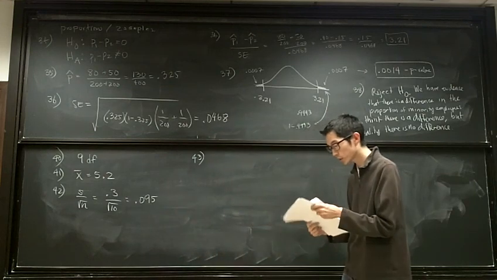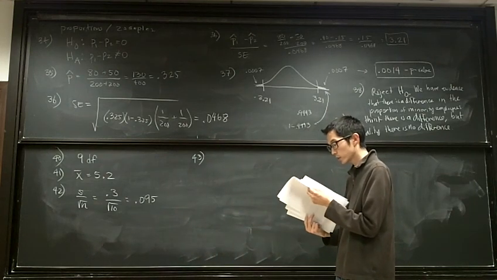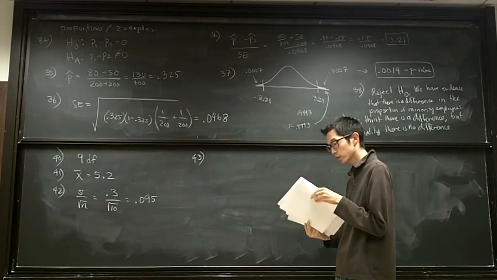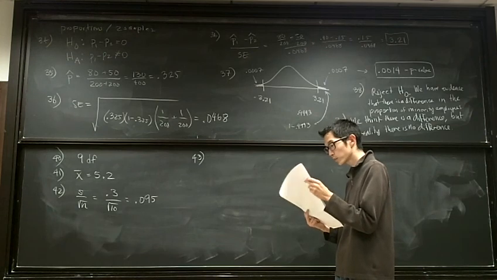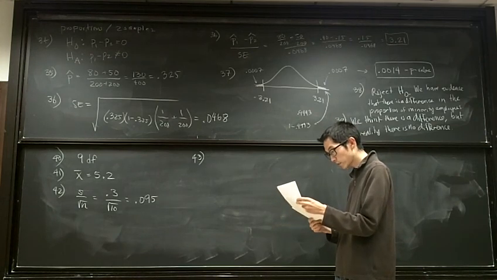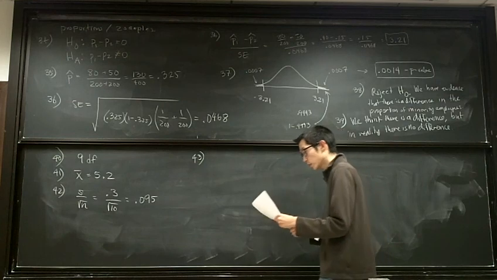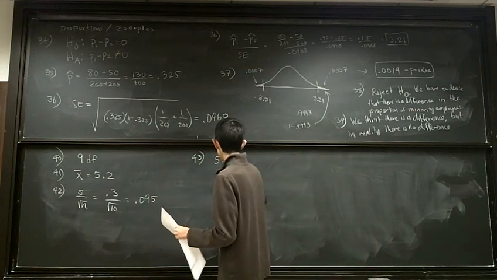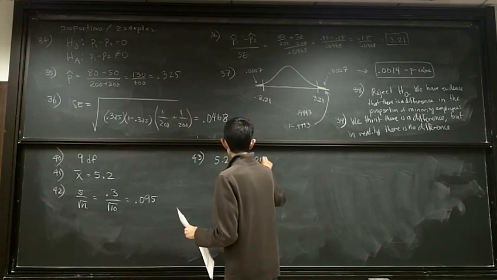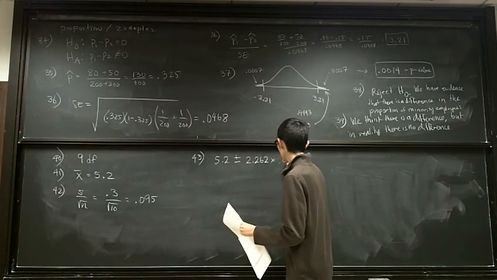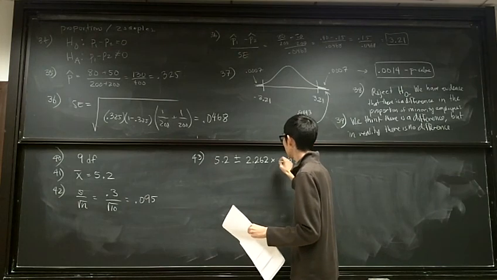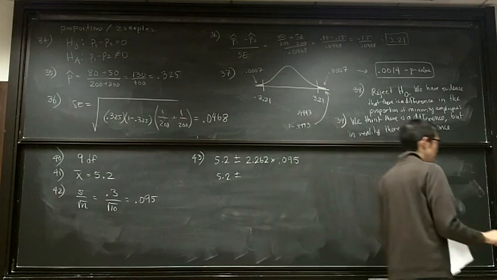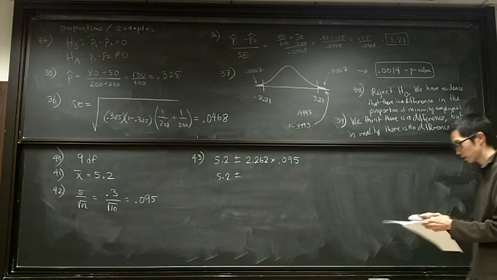Okay, so we got to go to our table and figure out what the critical value for 9 degrees of freedom is. So 9 degrees of freedom, and we're making a 95% confidence interval. Our critical value is going to be 2.262. So I'm going to have 5.2 plus or minus 2.262 times 0.095. So I have 5.2 plus or minus, I have to do some math.